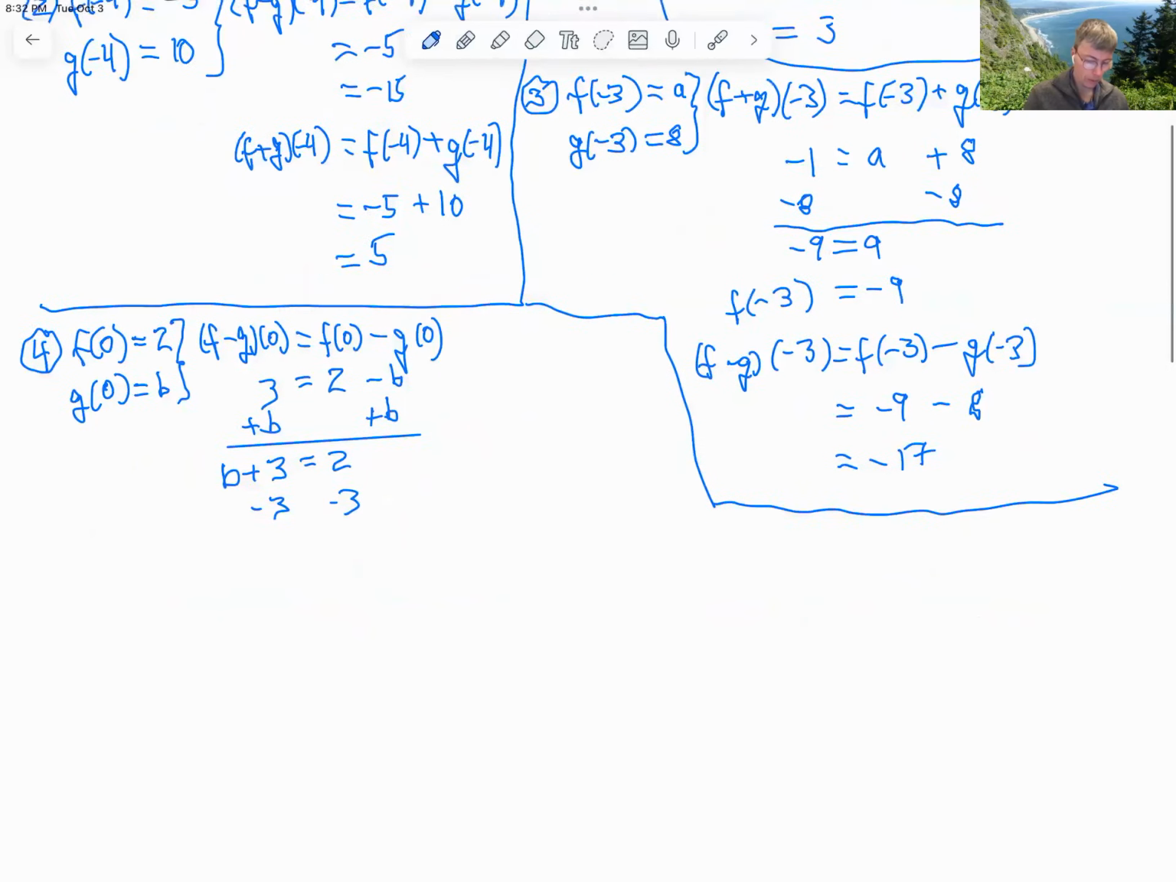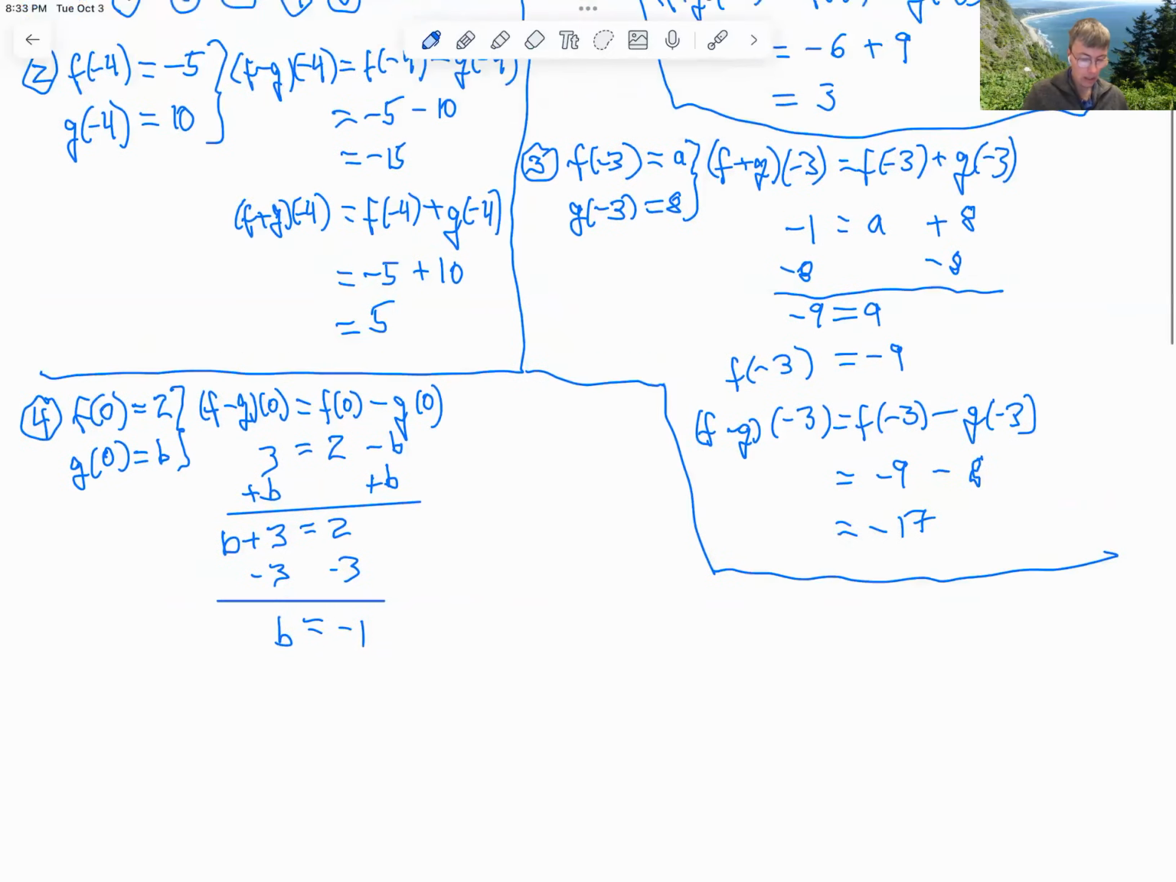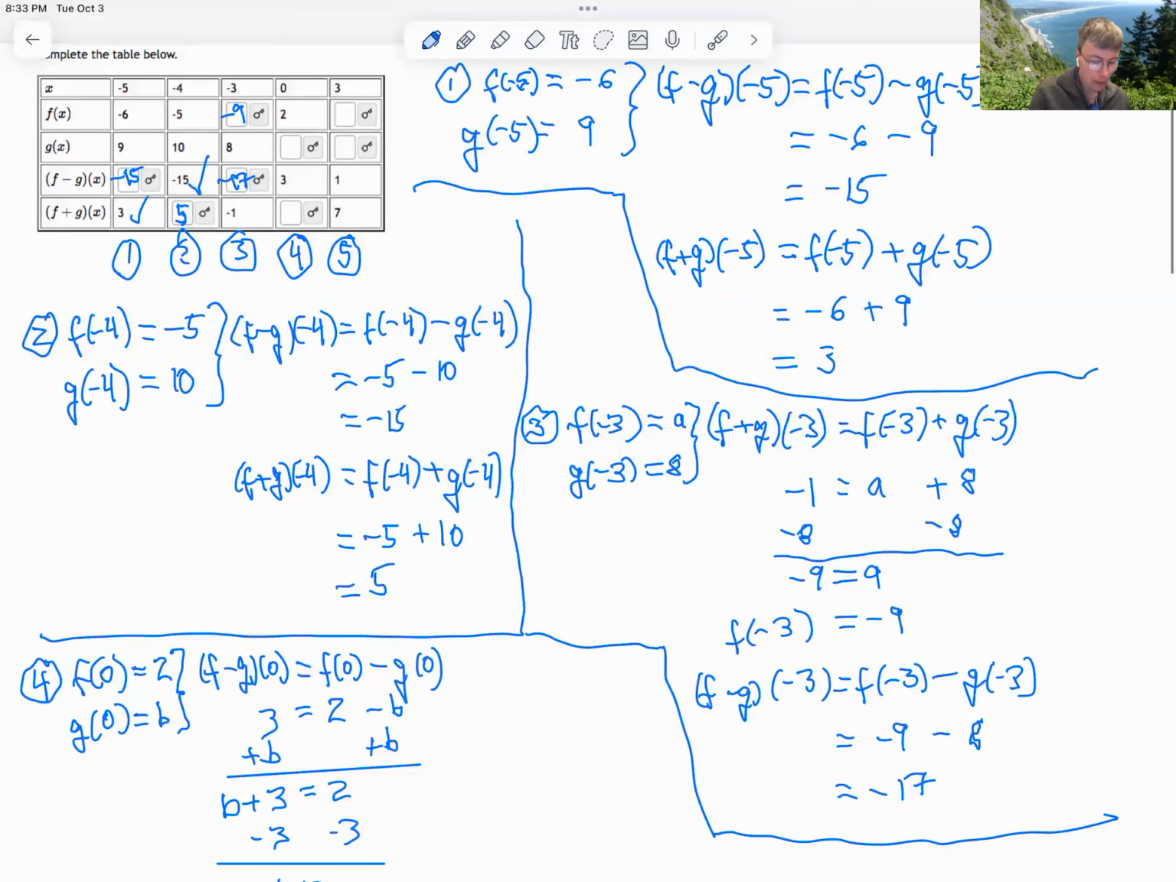Hold on, I have to move it up a little bit. And then out of that comes b is left, and here we have a negative 1. So our b in this case will be negative 1. That is g of 0. So that's negative 1.